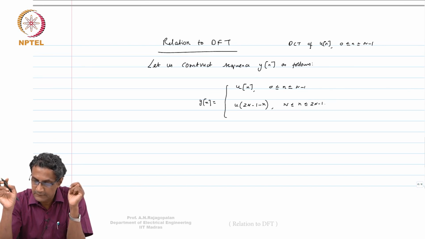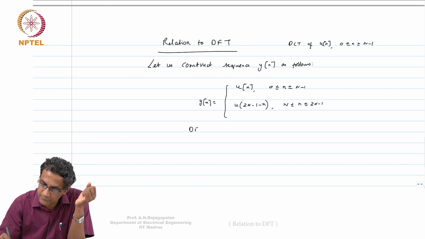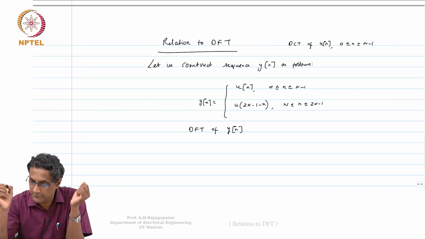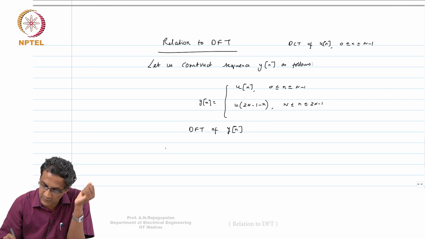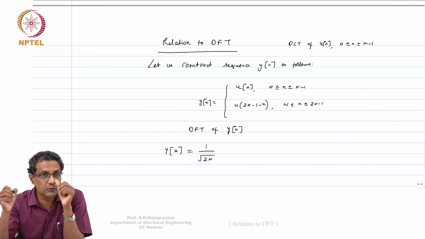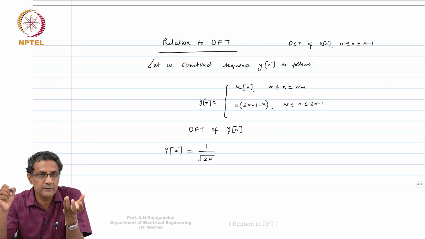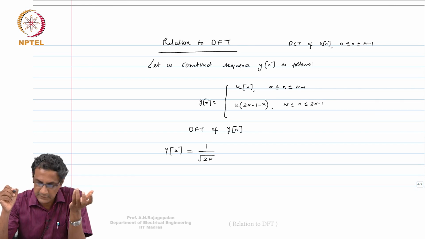Now, if you compute the DFT of y[n], let's call this Y[k], what will that be? It will be 1 by root 2N, because the sequence is of length 2N. If it was length N, we would have written 1 by root N. It has length 2N now.